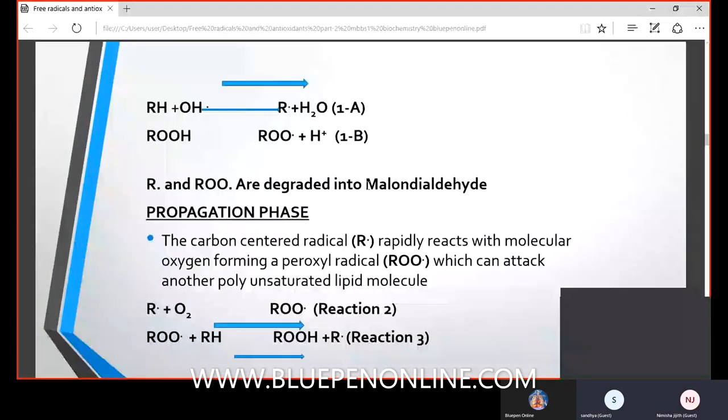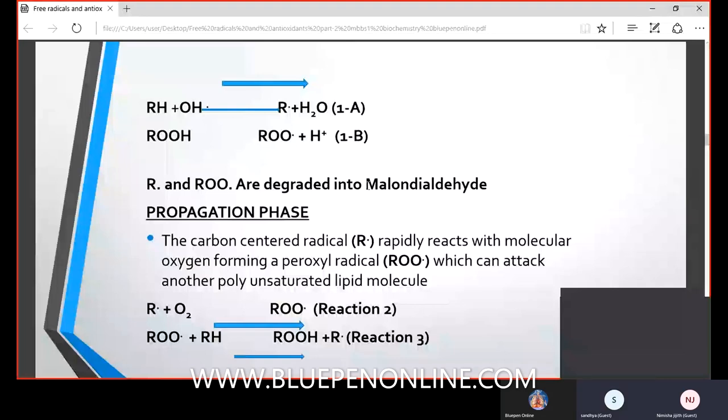So, one free radical enters, reacts with polyunsaturated fatty acid and creates two more free radicals, R dot and ROO dot, and they are degraded into malondialdehyde. Then the carbon-centered radical and also the peroxyl radical can attack another polyunsaturated lipid molecule. That reaction continues. R dot, then oxygen, forms ROO dot. ROO dot plus RH reacts and converts to ROOH plus R dot. That is reaction 2 and reaction 3.